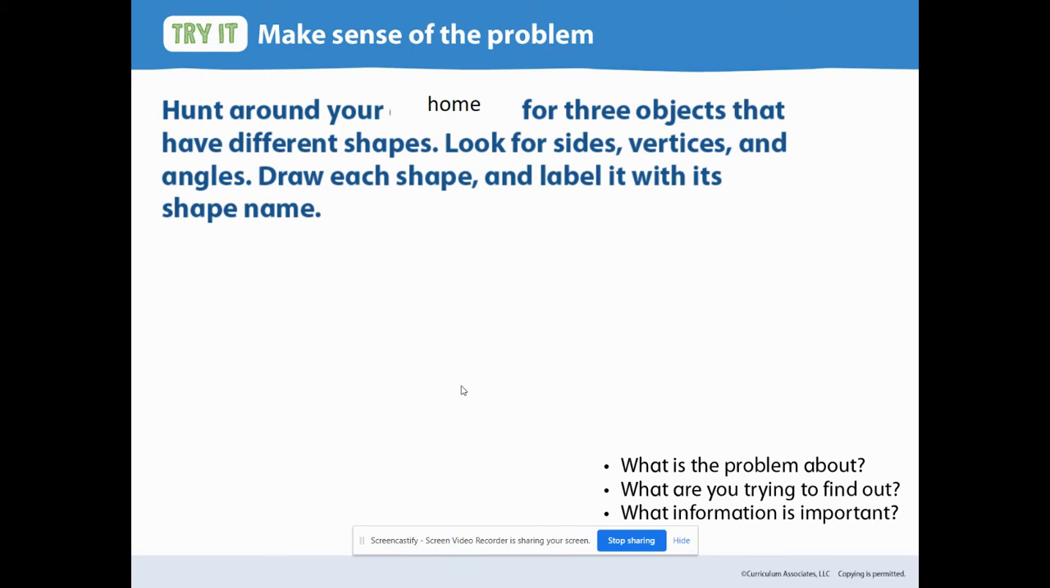So go ahead and find 3 objects that have different shapes. Look for sides, vertices, and angles. Just draw each shape and label it with its shape name. So you're going to draw it, and right under it, you're going to label it. Go ahead and pause this video, and right now, it's like a scavenger hunt. Go find 3 things that have different sides, shapes, and vertices. 3, 2, 1, ready, set, go. Don't forget to pause your video.